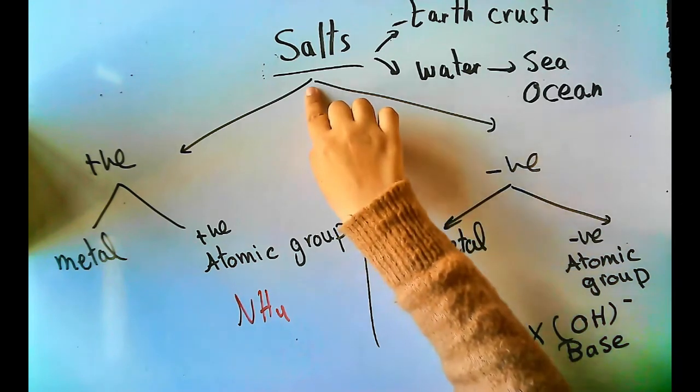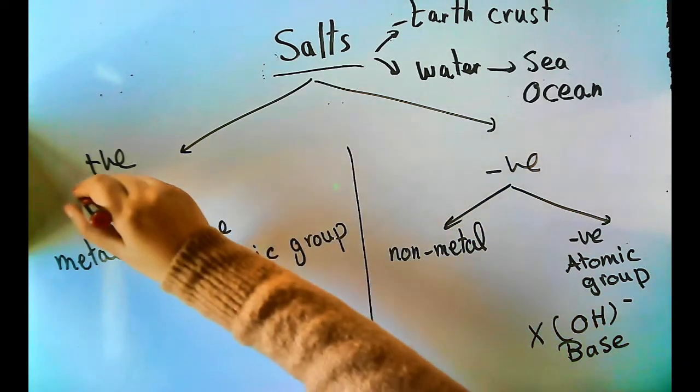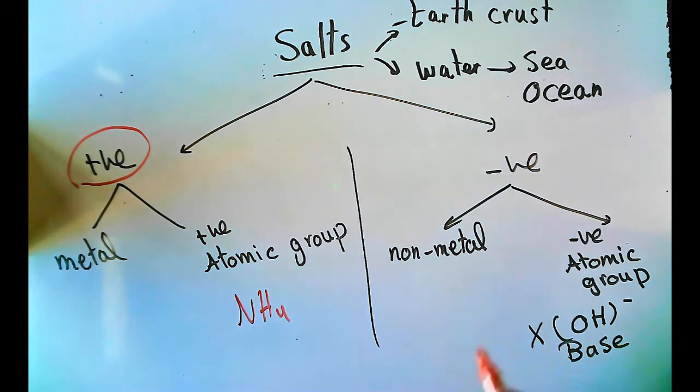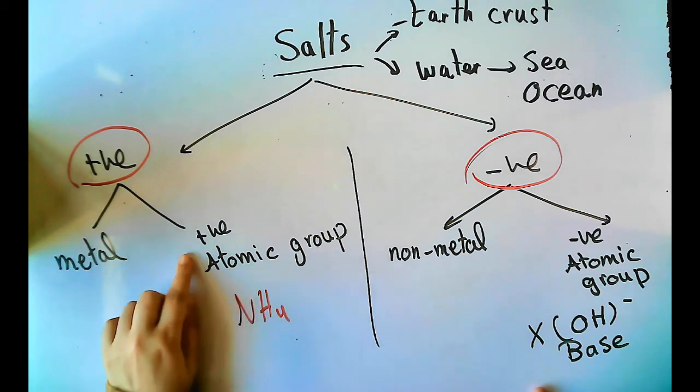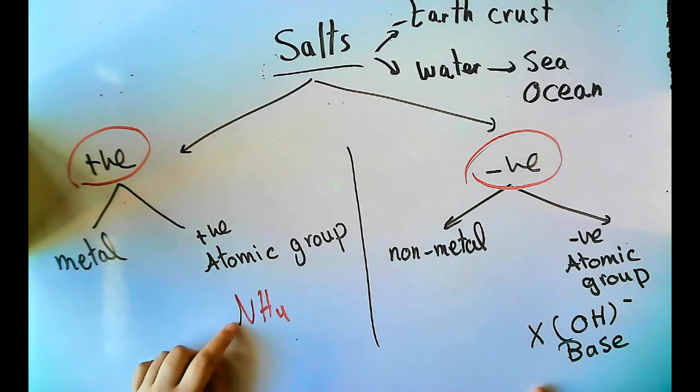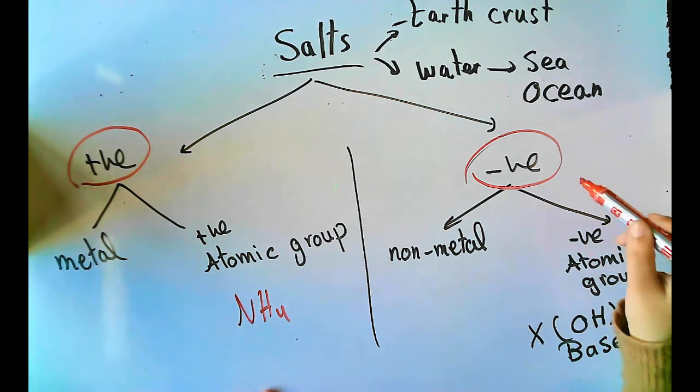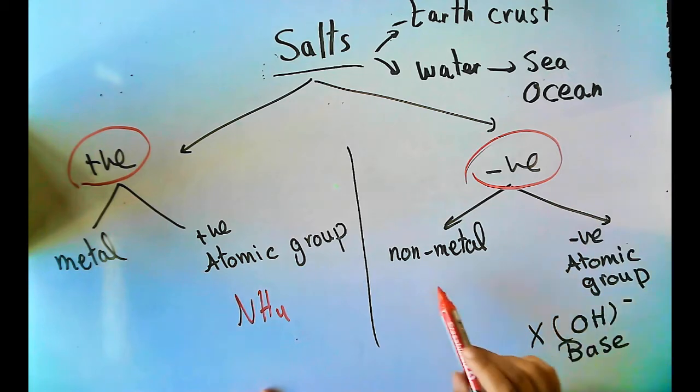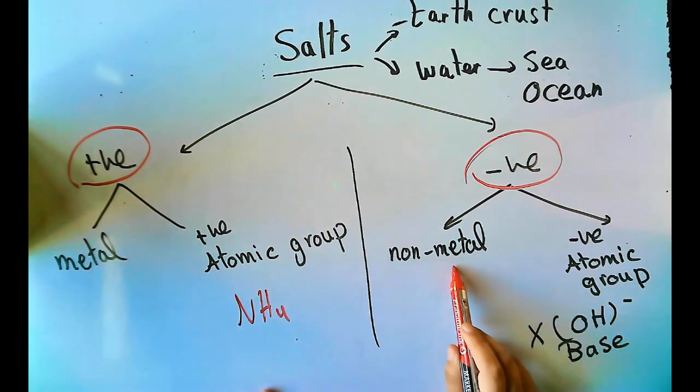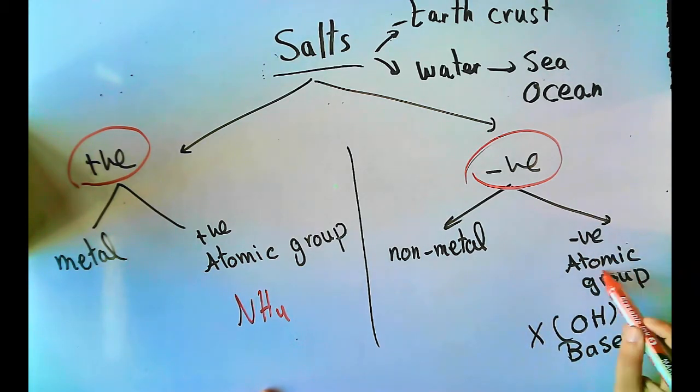Again, salts are formed from a combination of a positive ion and a negative ion. This positive ion may be a metal or a positive atomic group, and as we studied in the atomic groups, ammonium is a positive atomic group. Or a negative ion, which may be a negative non-metal ion or a negative atomic group, except hydroxide, which is present in bases.